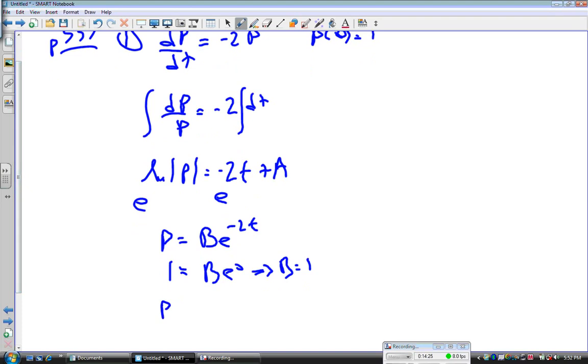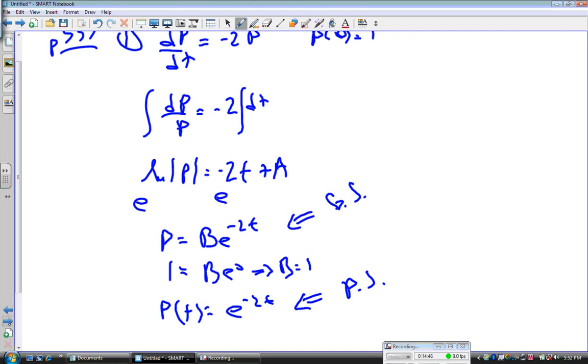So what do you get? P as a function of t is 1 times e to the negative 2t. This is the general solution. And this is the particular. There you go. So a little more practice with some analytical stuff.